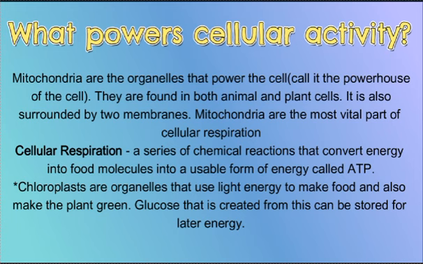Mitochondria are the organelles that power the cell, call it the powerhouse of the cell. They are found in both animal and plant cells. It is also surrounded by two membranes. Mitochondria are the most vital part of cellular respiration. Cellular respiration is a series of chemical reactions that convert energy in food molecules into a usable form of energy called ATP. Note: chloroplasts are organelles that use light energy to make food and also make the plant green. Glucose that is created from this can be stored for later energy.